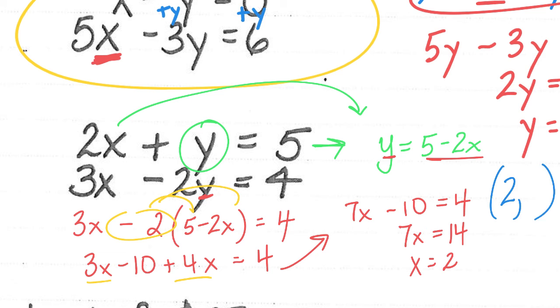If x is equal to 2, let's solve for y. I always just put back in what I solved for because I think that makes it super easy. y equals 5 minus 2 times 2. Well, 5 minus 4 is equal to 1.